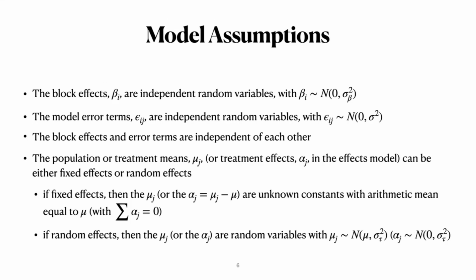Now, if the treatment effects are random effects, then the mu sub j's are random variables assumed to be normally distributed with a mean of mu and a variance of sigma squared sub tau, tau for treatment. Or if we think in terms of the effects model, the alpha sub j's would be random variables, typically assumed to be normally distributed with a mean of 0 and a variance denoted by sigma squared sub tau. In order for inferences to be made, we often need to make assumptions about the particular distributional form of the alpha sub j's, and so we would use normality in many cases.